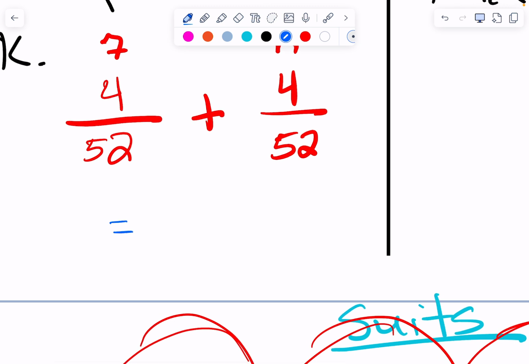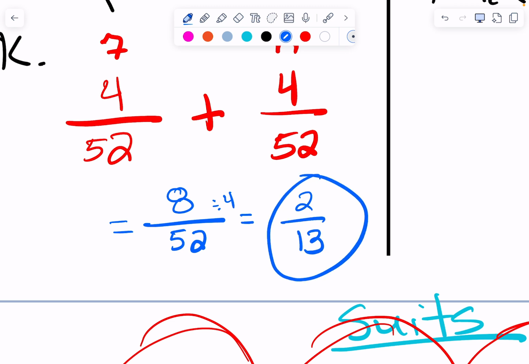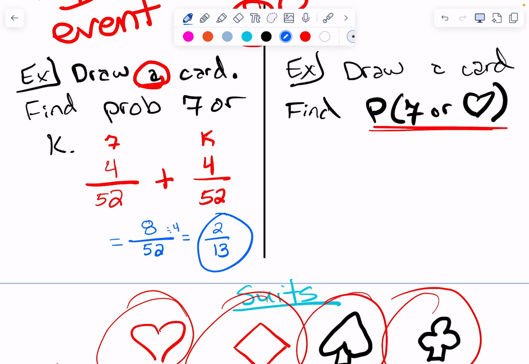4 plus 4 is 8 over 52. Yeah, the bottom number stays 52. It does not become 104, right? Now I can divide by 4, which is 2/13. Awesome. 2 over 13 is the chances of that happening. Now, what's the problem with the right one?